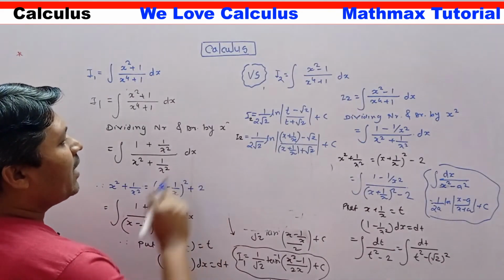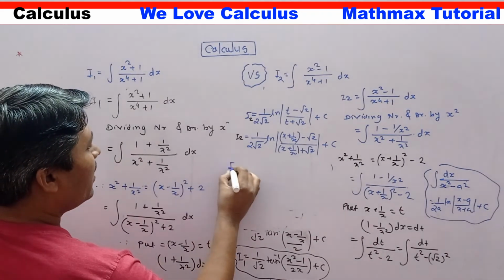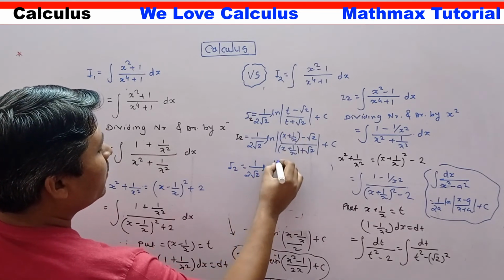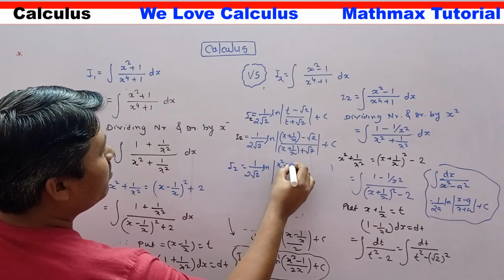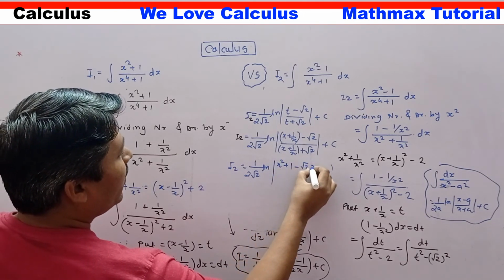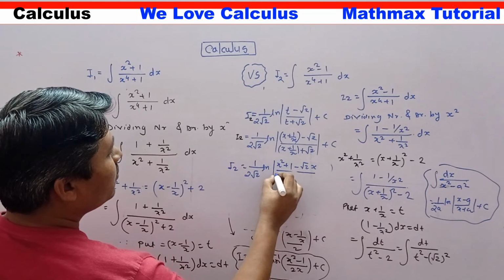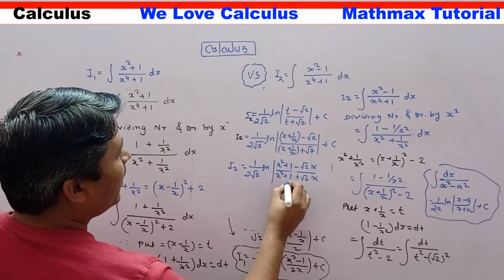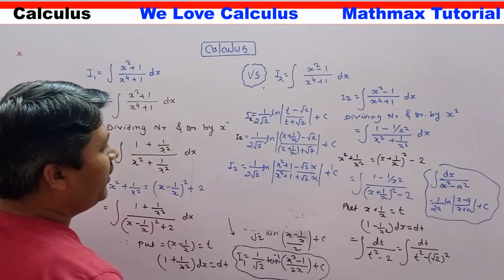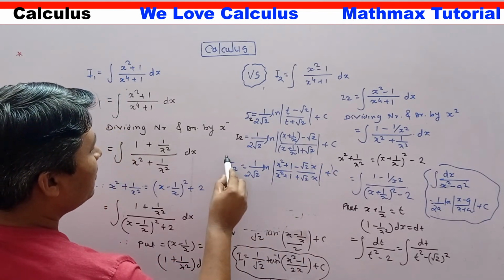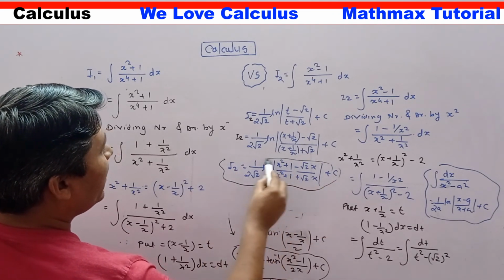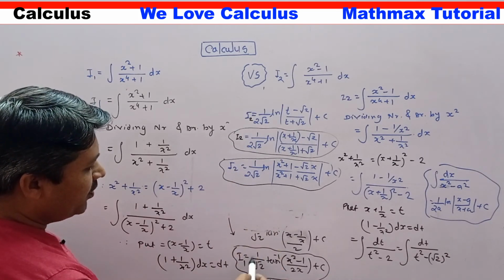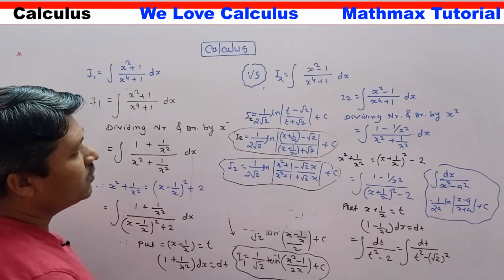Then the I2 integral becomes I2 equal to 1 upon 2 root 2 ln, and simplifying, this is (x square plus 1 minus root 2x) divided by (x square plus 1 plus root 2x), plus c, the constant of integration, and this is the final solution. We can write both solutions above or below and see the difference between I1 and I2.